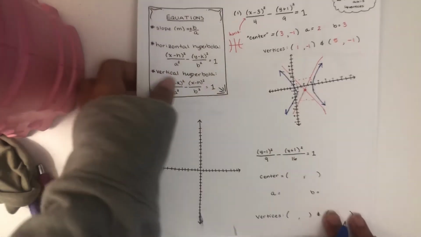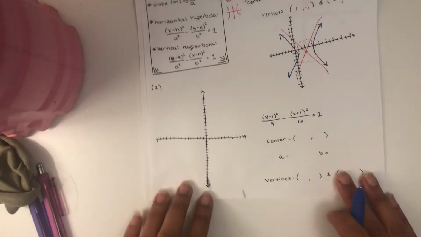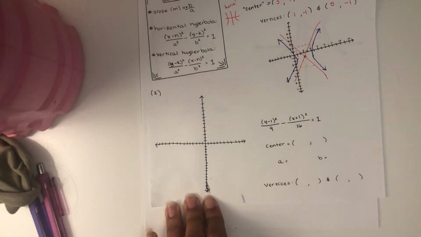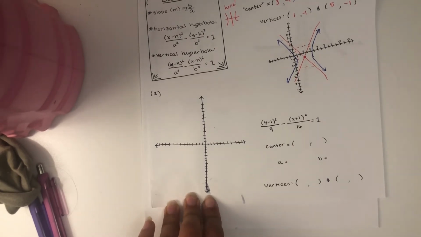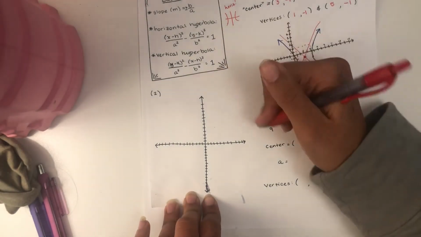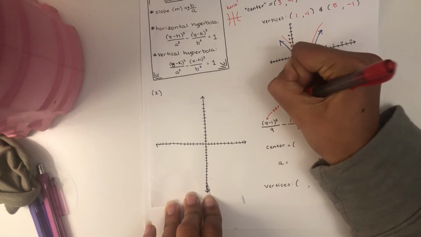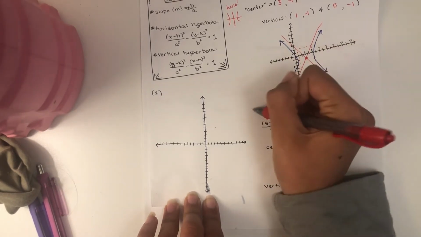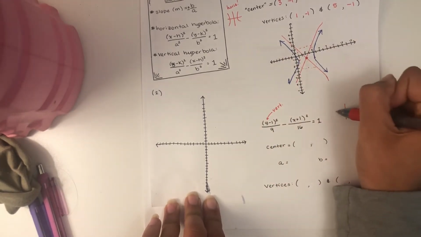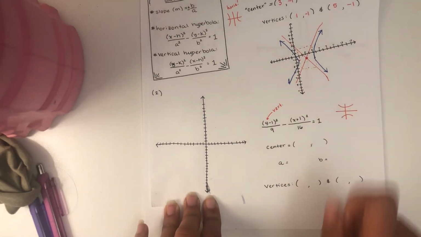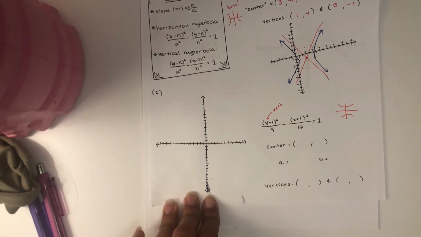All right, let's try number 2. You can pause the video if you need to get down the information. All right, so this time we see that Y came first, which means that this is gonna be vertical. So when I graph this, it's gonna look something like this. It opens up and down instead of left and right.